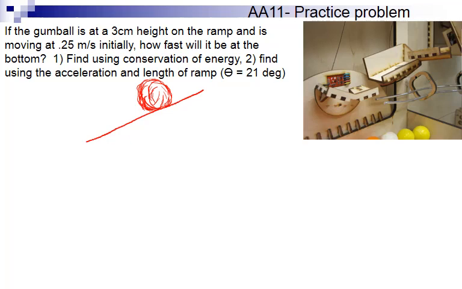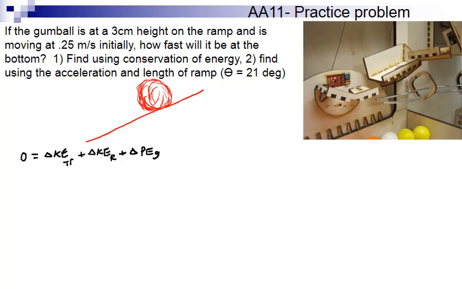So let's say the gumball is at a height of 3 centimeters and is moving 0.25 meters per second initially. We want to figure out how fast it is at the bottom. And so we want to find out using conservation of energy first, and then we can find using the acceleration of the ramp. And so we can see how this works both ways. So if we outline what we have, if there's no frictional loss in terms of sliding friction or air resistance, there's no non-conservative work, we'll assume.